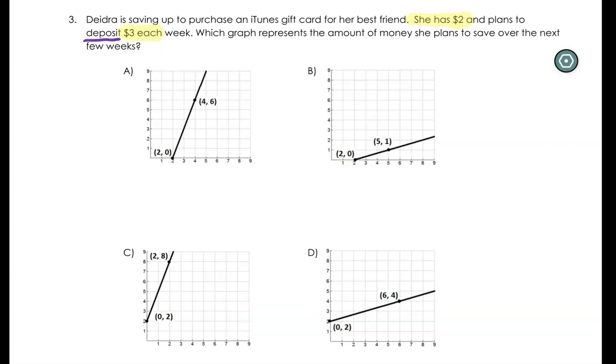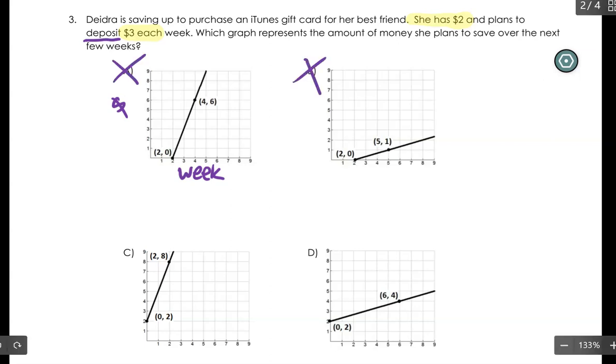Now she has $2, right? So my x-axis is the weeks, and the y-axis is how much money she has. Well, she has $2, so we have to start somewhere here on the y-axis at 2. Okay, so that means it can only either be C or D. Then she plans to deposit $3 each week. Okay, well, if I make a table, right, let's do weeks. That's my x-axis.